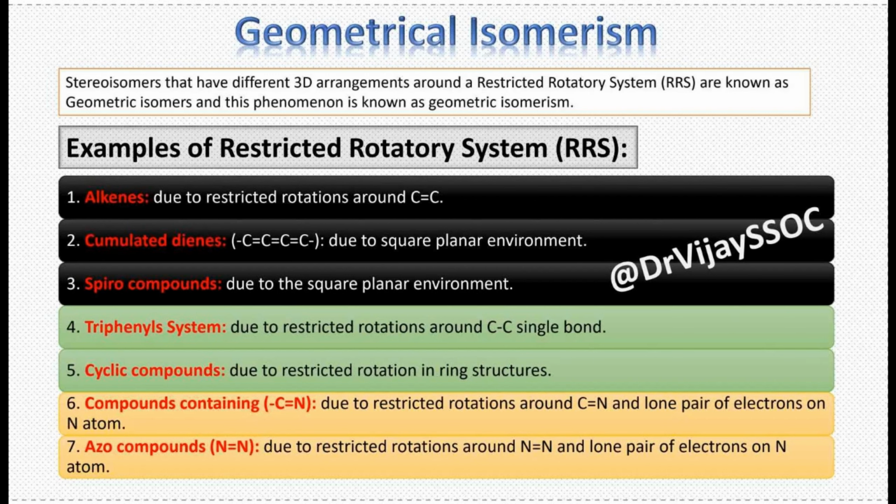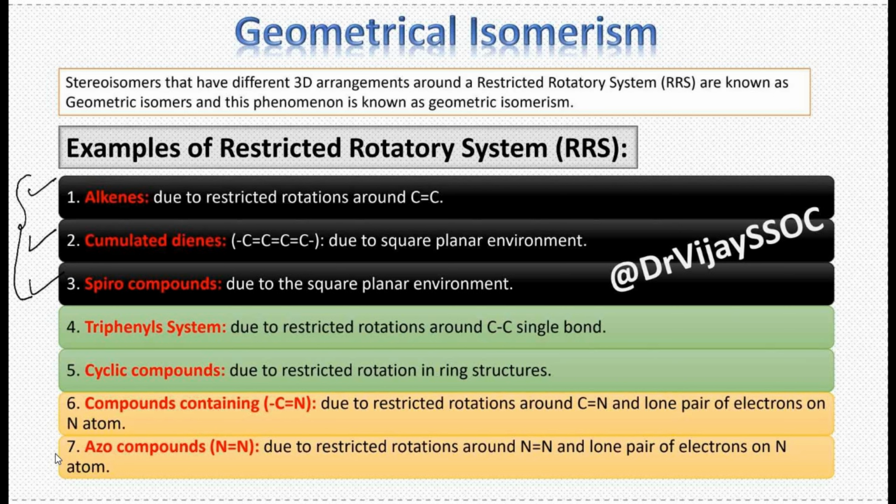So far, we have learned that geometrical isomerisms are shown by the restricted rotating systems, and these are the examples of the restricted rotating systems. We have also learned two simple rules to identify the geometrical isomerisms in alkenes, cumulated dienes, and spiro compounds. So the two rules which we have learned are applicable to all these three systems.